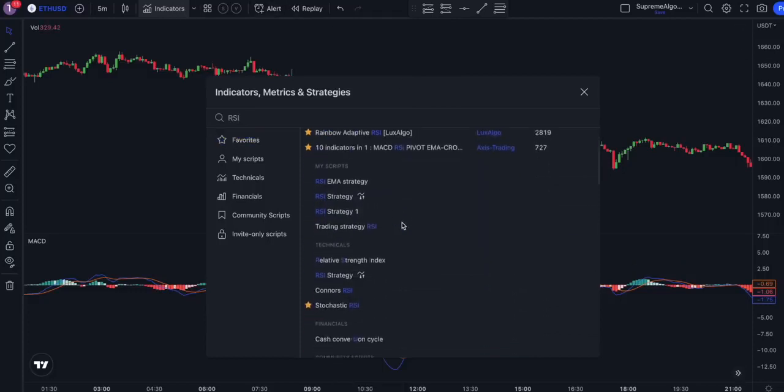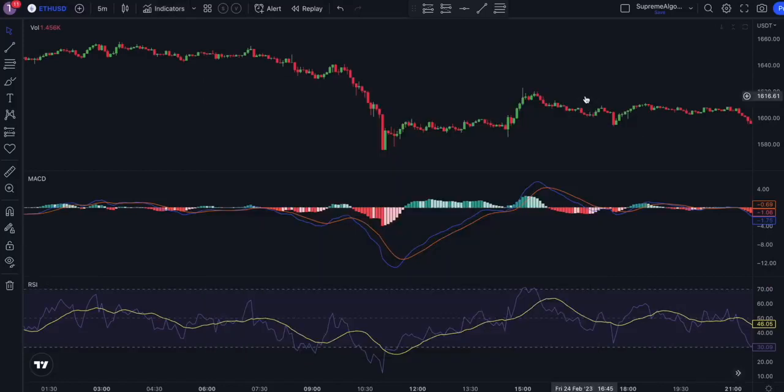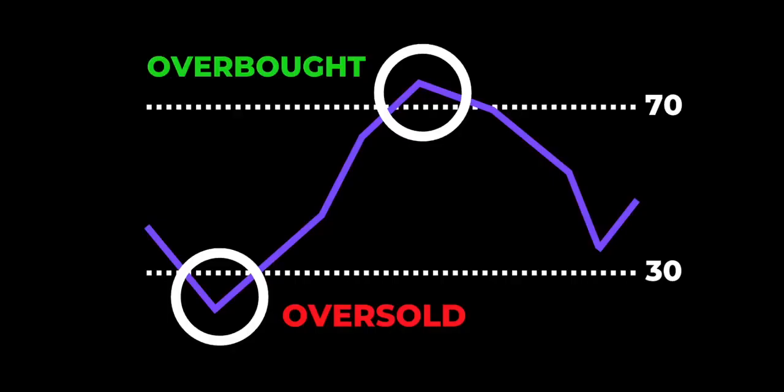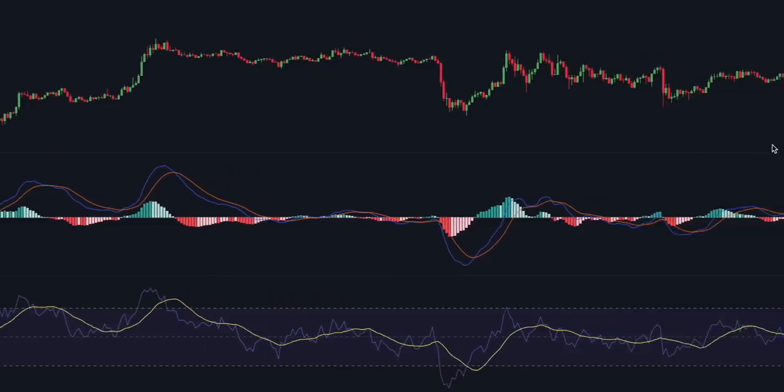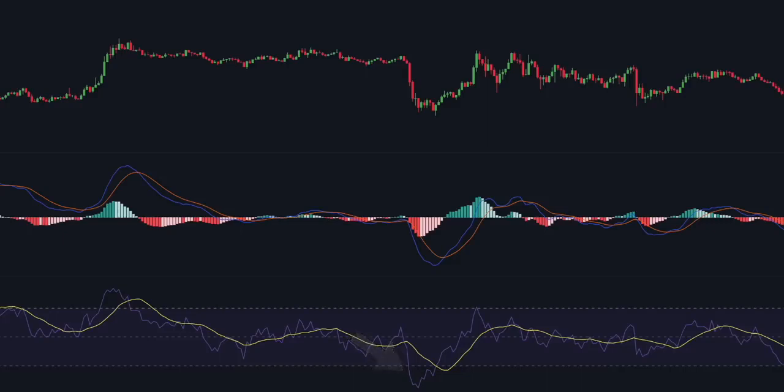The Relative Strength Index, RSI, is a technical analysis tool used by traders to measure the strength of a stock's price action. It is a momentum oscillator that measures the speed and change of price movements, ranging from 0 to 100. An RSI reading above 70 is considered overbought, which means that the stock may be due for a price correction or reversal. Conversely, an RSI reading below 30 is considered oversold, which means that the stock may be due for a price rebound or reversal.